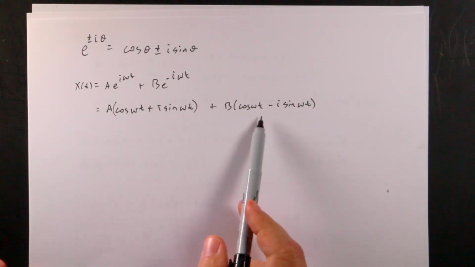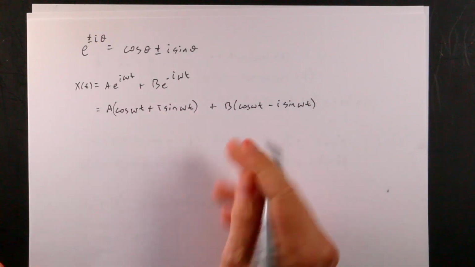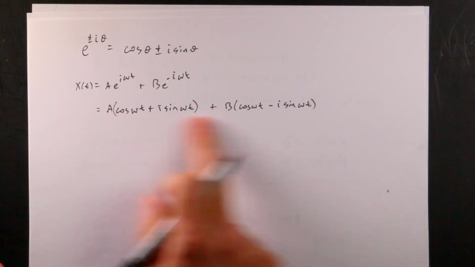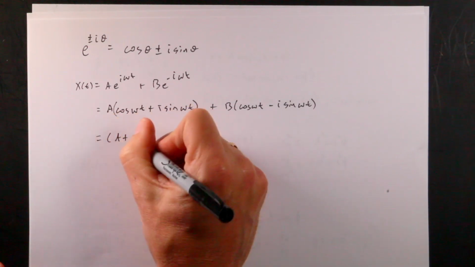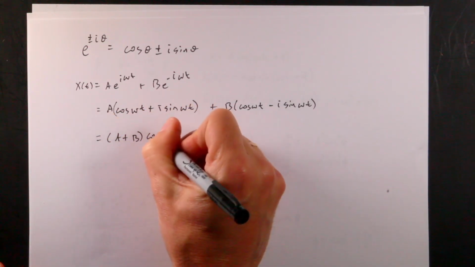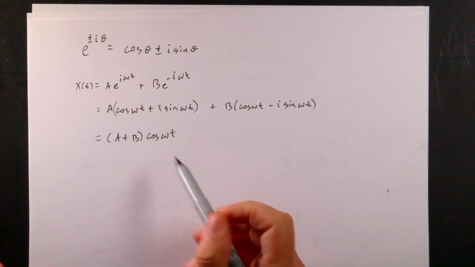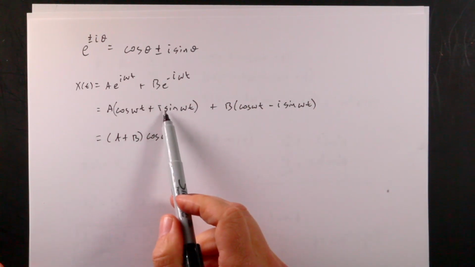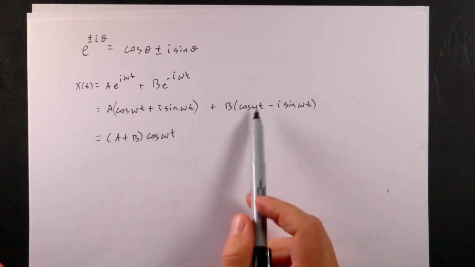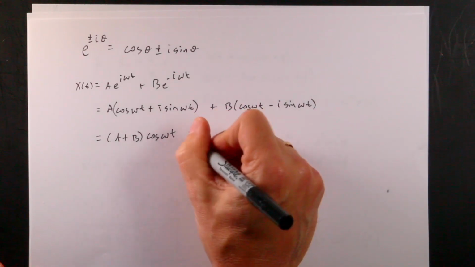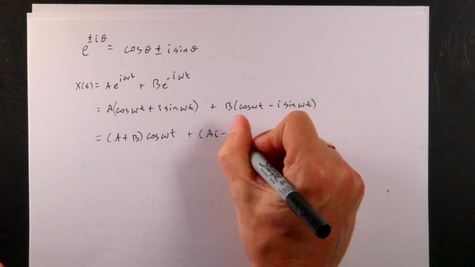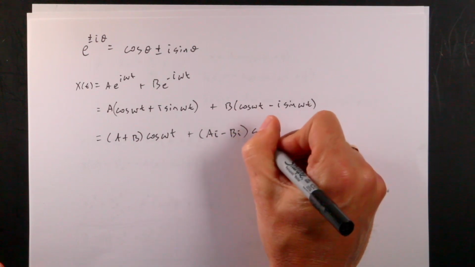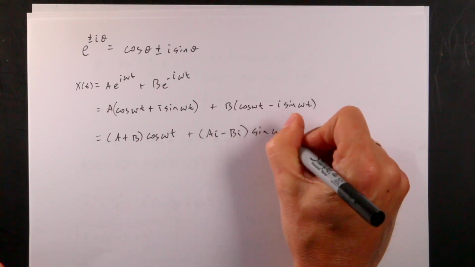Now, if I multiply this out and group the cosines together, I have an a cosine omega t plus b cosine omega t. So it's going to be a plus b cosine omega t. And then the i sine omega t, I have a, and then I have a minus b. So it's going to be plus a i minus b i sine omega t.